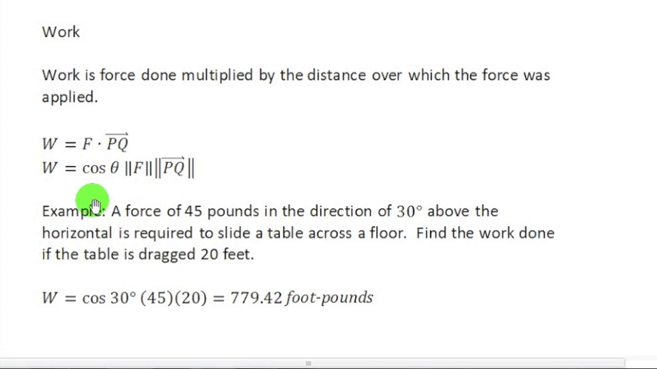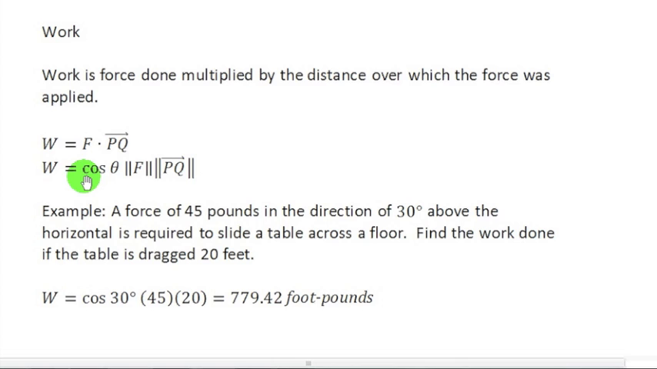Basically, it works like this. If we have a force of about 45 pounds being applied to a table, and the force is being applied at 30 degrees above the horizontal, and this is the amount of force required to push the table across the floor, we want to know, if we drag the table 20 feet, how much work was done. Now we are measuring forces in pounds and distance in feet, so our unit at the end is going to be foot-pounds. It's kind of weird, but it's always distance dash force.